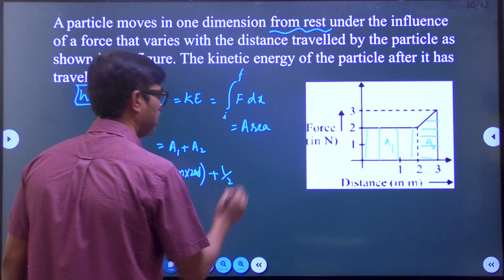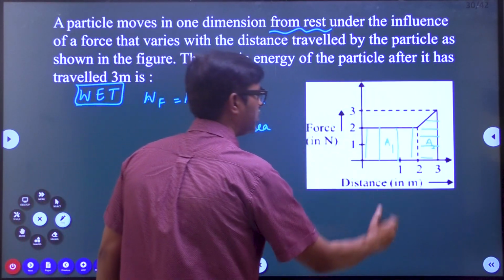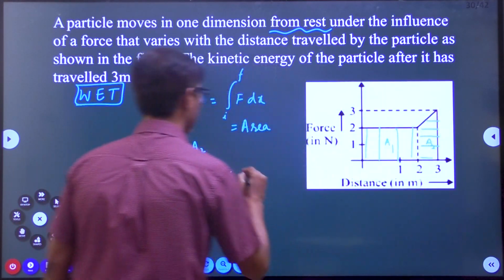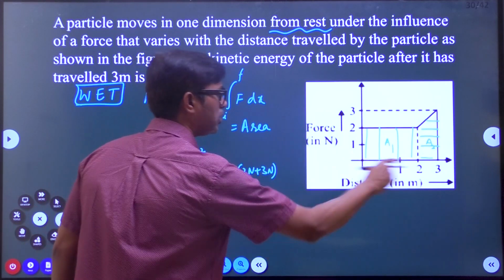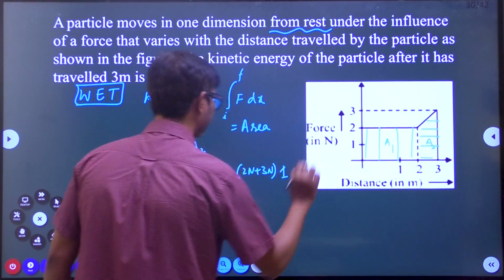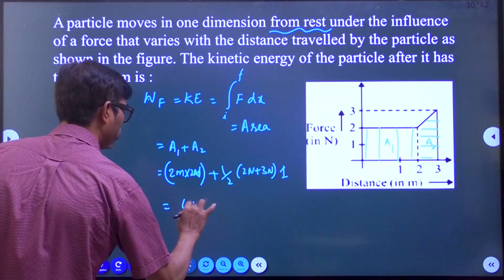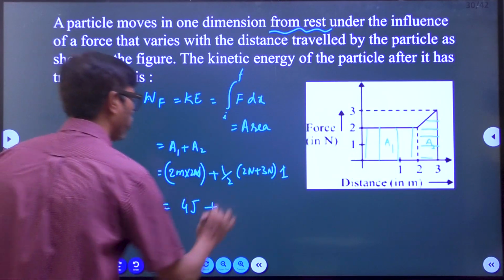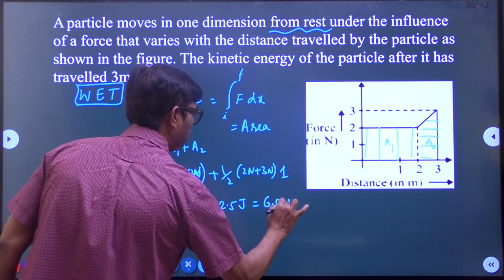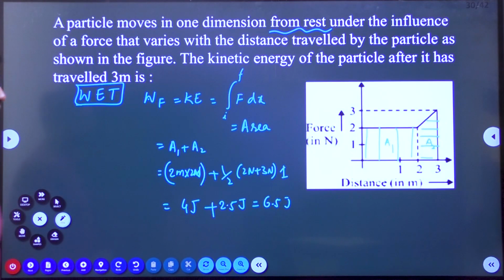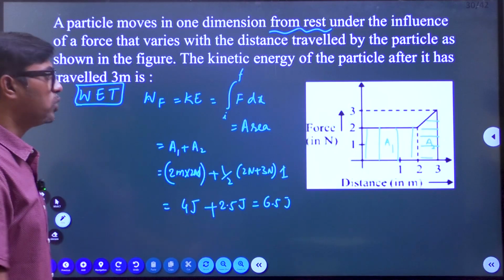And A2 is a trapezium. Trapezium area is half of the sum of the parallel sides, 2 Newton on one side and 3 Newton on the other, into the separation between them, that is 3 minus 2, which is 1. So how much do I get? 4 joule plus 2.5 joule. Totally 6.5 joule is the work done, which is equal to the kinetic energy there. Initial kinetic energy is 0, final kinetic energy is that value. I hope you got it.